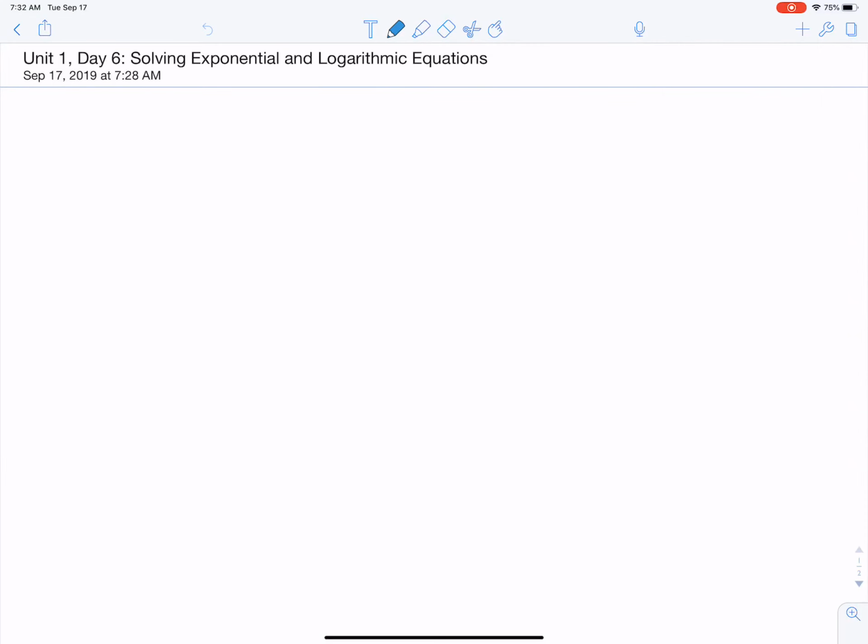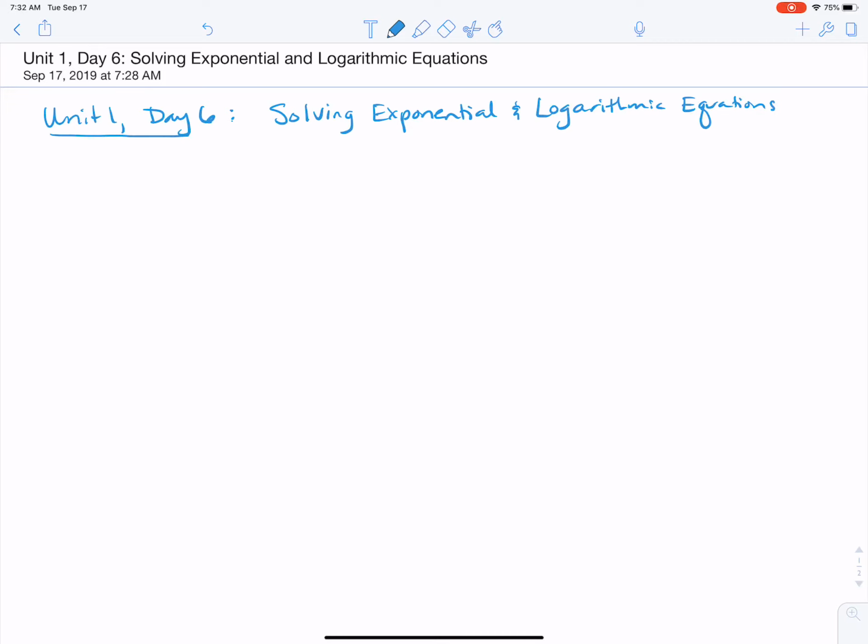All right, welcome back. This is Unit 1, Day 6. And today is where everything comes together from the last few days. We are going to solve exponential and logarithmic equations. So we are putting everything together.